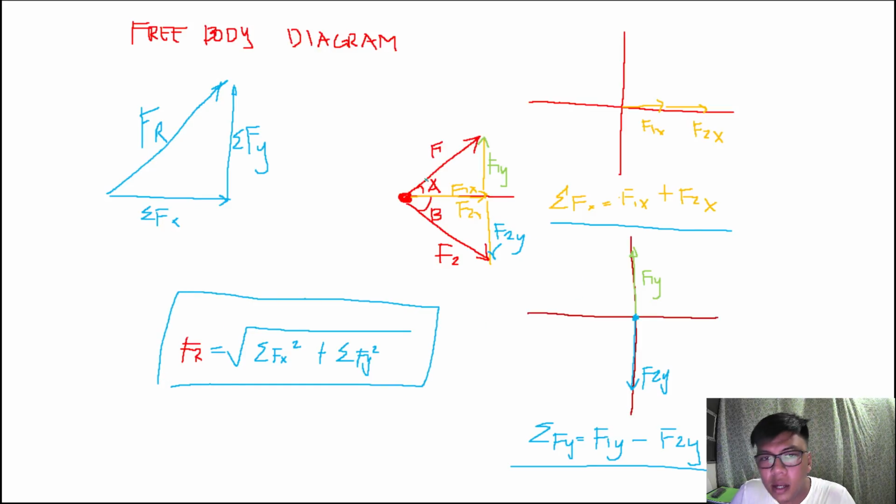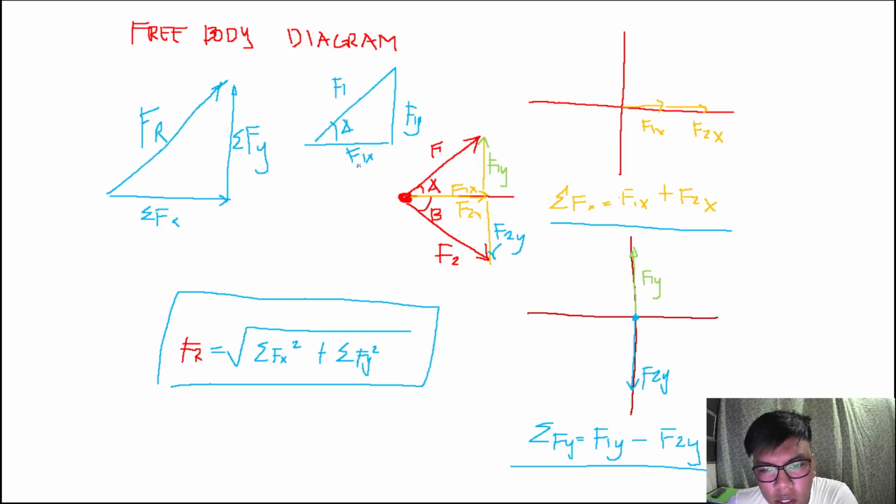So, syempre, kagaya lang sa ating vectors, addition of vectors, pwede nating kunin yung x and y component using trigonometry lang. Halimbawa, yan yung F1. Meron ka angle. So, this is your x and y component, F1x and F1y. Using trigonometry, we can solve for the x and y component. So, ganun lang yan, ano?